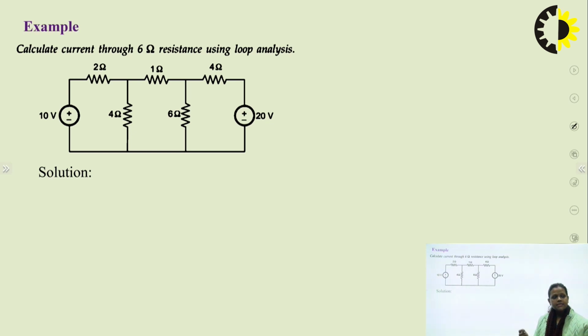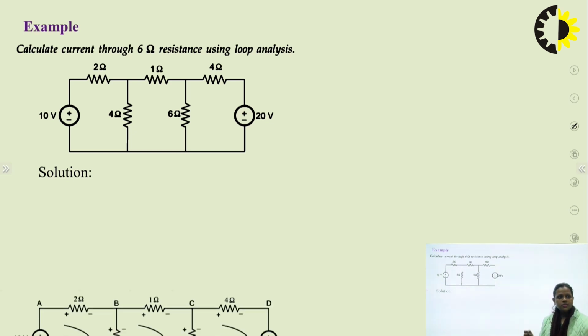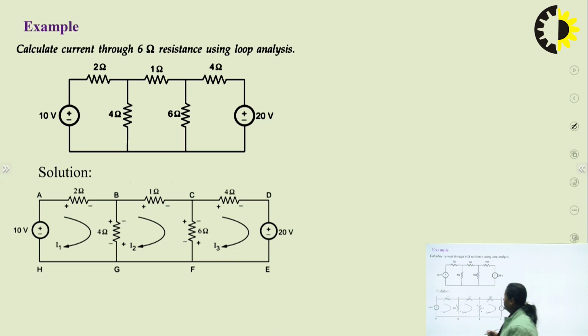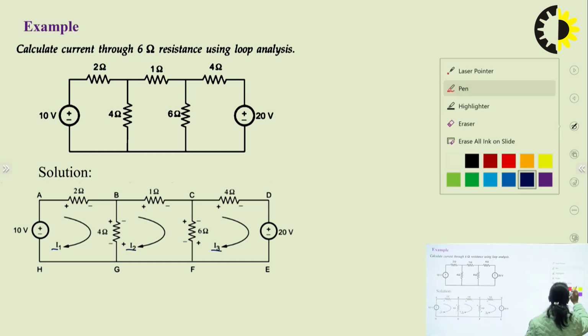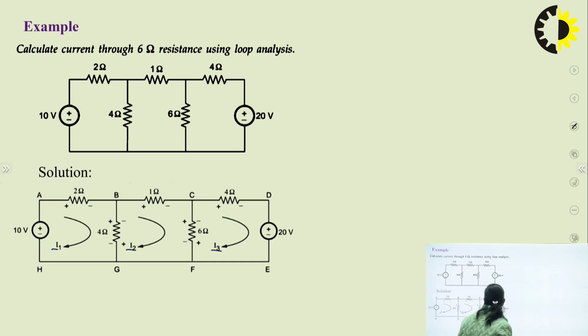So here we can see that there are a total of 3 meshes. If we draw this circuit, we have assigned the loop currents, that is I1, I2 and I3. So we have assigned 3 currents here. Now this is mesh 1, this is mesh 2 and this is mesh 3.